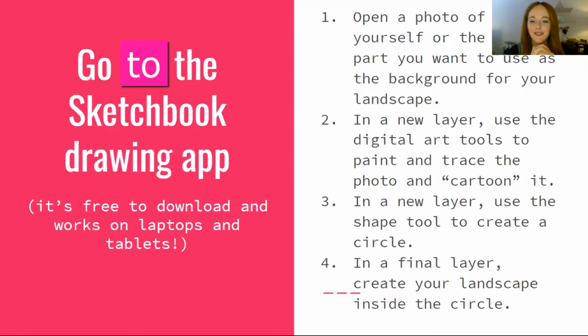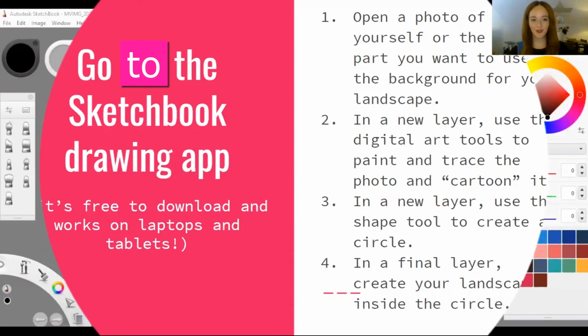Step three, in a new layer, use the shape tool to create a circle. You can also do another shape if you like. I prefer the shape of the circle and how that looks in my drawings, but you can do a triangle, you can do a square, you can do a star or a heart. All of those are also fine. Then, in a final layer, create your landscape inside the circle. So the important note here is you're going to keep each layer separate. So what does this look like? Let's go check it out on the drawing app.